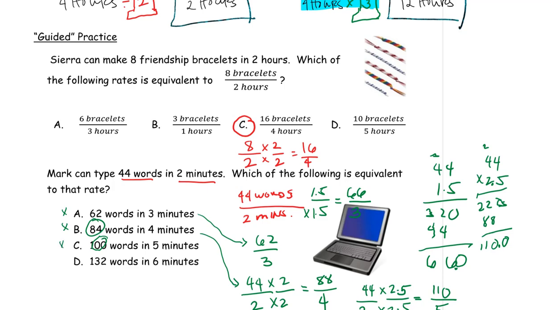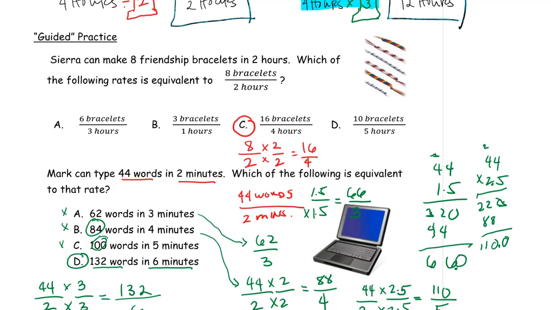So how about the last one here? 132 in 6 minutes. So I have 44 over 2 as my original rate. So to get 6 minutes in the denominator, what I did there is multiply it by 3. But then again, I should also multiply the numerator by 3. So 3 times 44 should give you 132. And 2 times 3 gives you 6. So therefore, the answer should be letter D.